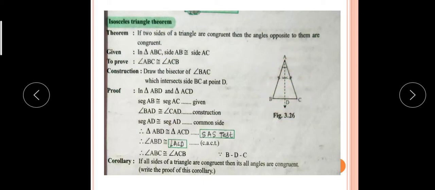Now, this is our construction part. That's why I am showing it here. It is always shown by a dotted line. Always remember the construction part is shown by a dotted line. It will be easily recognized. Now, what is the proof?